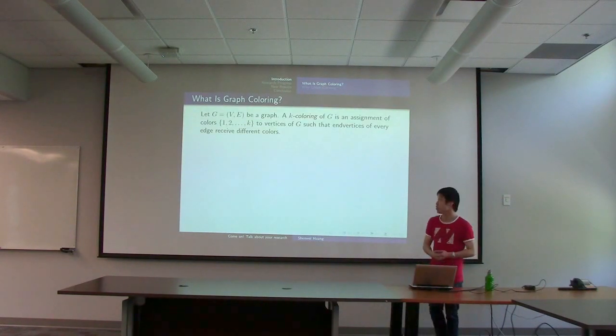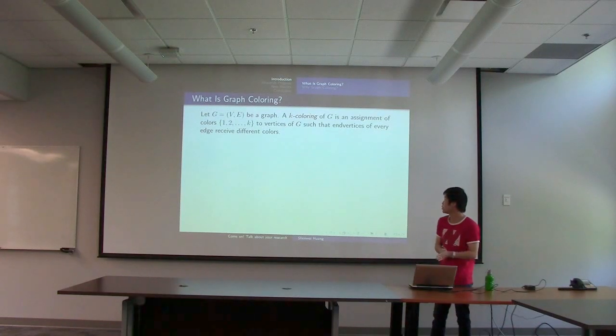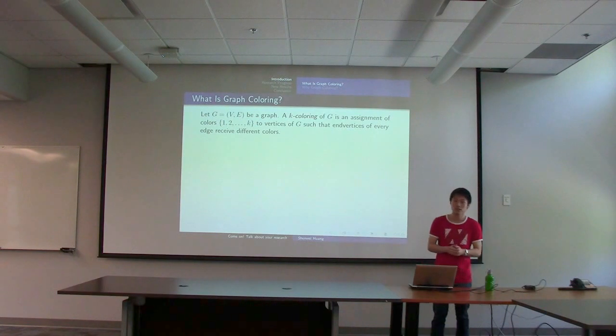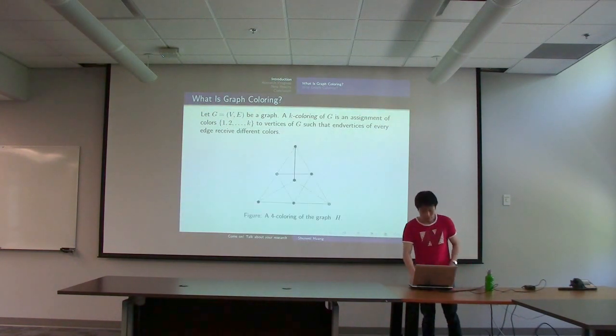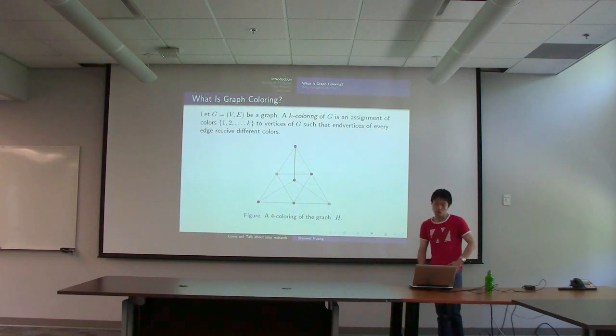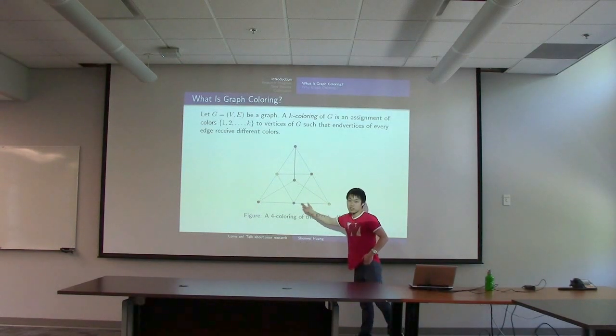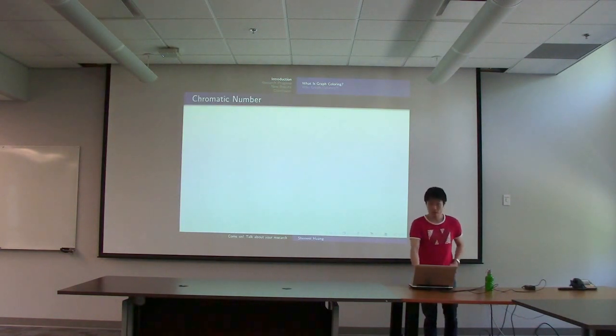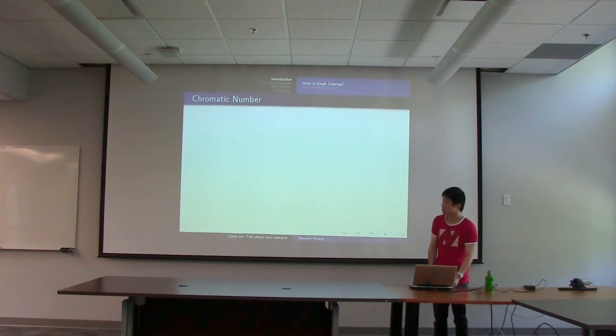So what is graph coloring? Let G be a graph with vertex set V and edge set E. A k-coloring of G is an assignment of colors to vertices of G such that the end vertices of every edge receive different colors. The following is an example of a four-coloring of the graph. You can check that for every edge, the end vertices receive different colors.